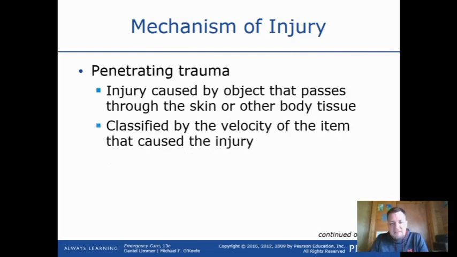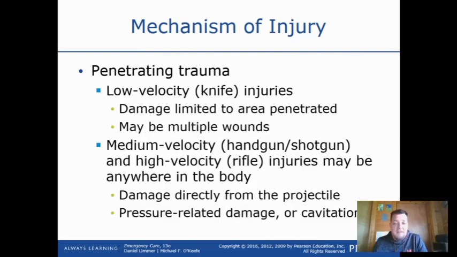Penetrating trauma. This is injury caused by an object that passes through the skin or other body tissue. It's classified by the velocity of the item that caused the injury. When we look at penetrating trauma, you're looking at low velocity, which are knife injuries. The damage is limited to the area that was knifed, and there may be multiple wounds with repeated stabbing injuries. And then medium velocity would be our handgun, shotgun, and high velocity would be rifles. And these may be anywhere in the body.